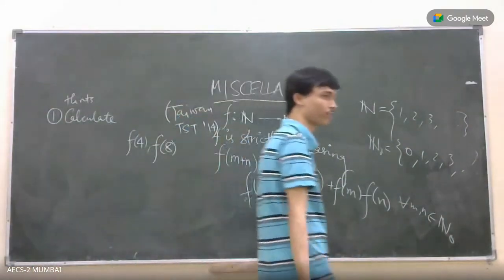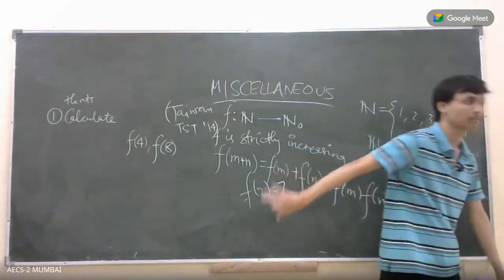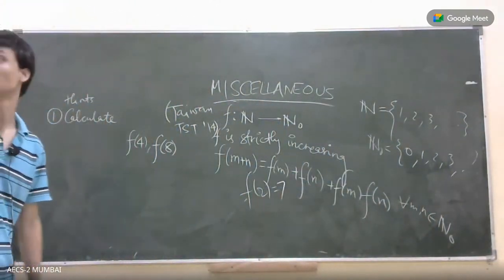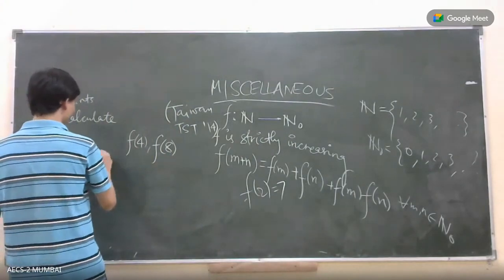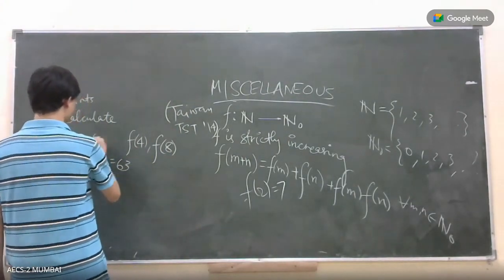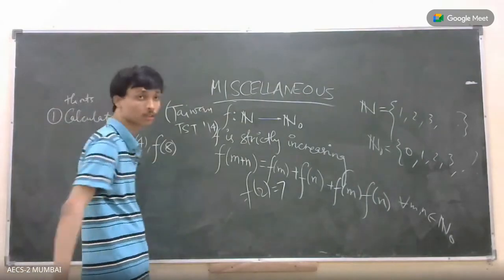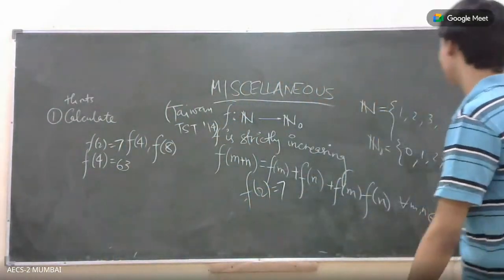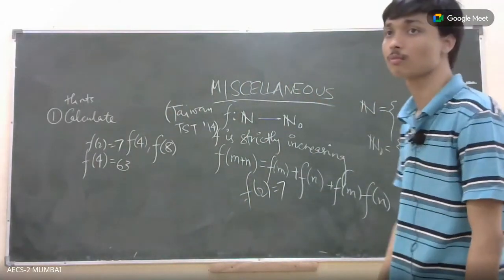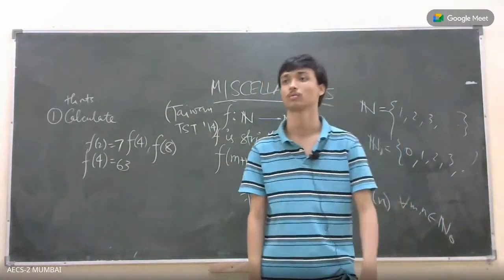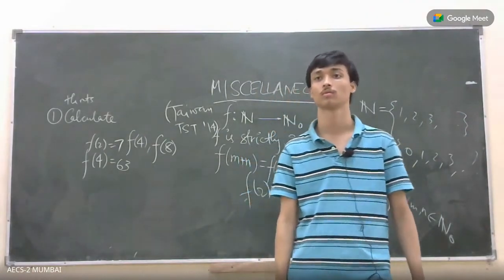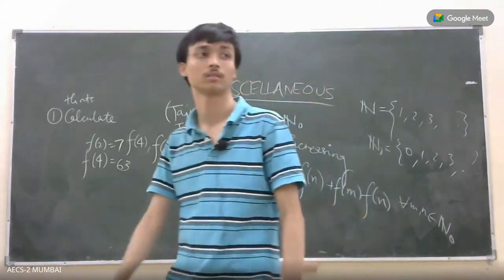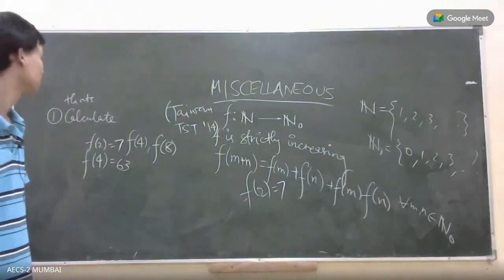Just calculate F4 and F8. Just do this much. What's the value of F4? 3. Very good. What's the value of F8? You have to just put m and n equal to 4, right? You get F8. What's F8? 4095.